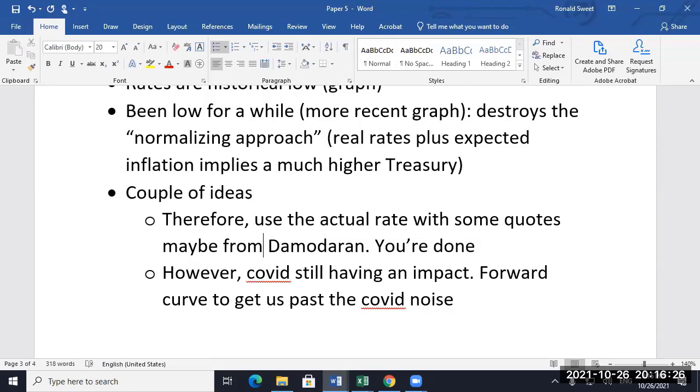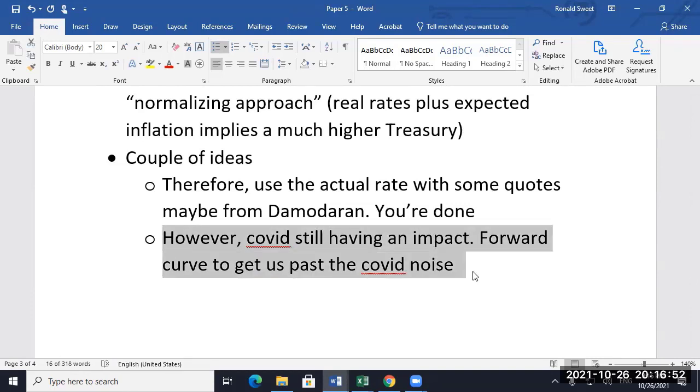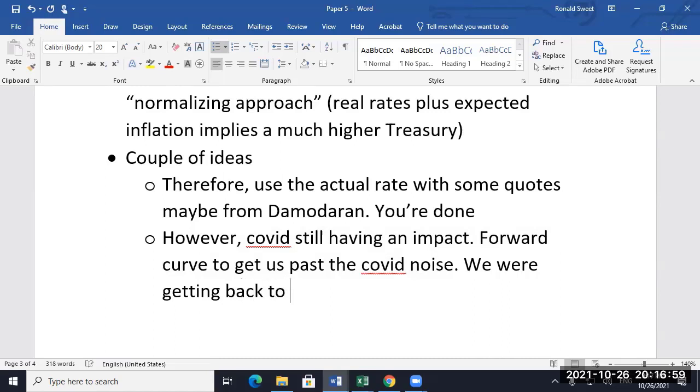But either way you want to talk about it. If you're in the camp that thinks inflation is going to take off, that may be the one reason to use a normalized approach, because the 10-year treasury is going to shoot up to 3.5% if we start getting 3-4% inflation. So there's no right answer. There are certainly a lot of wrong answers, but all right. My approach would be this: I want to at least get beyond the noise of COVID, because I think we're still at an unusually low level. And I might point out that we were getting back to 3% pre-COVID.